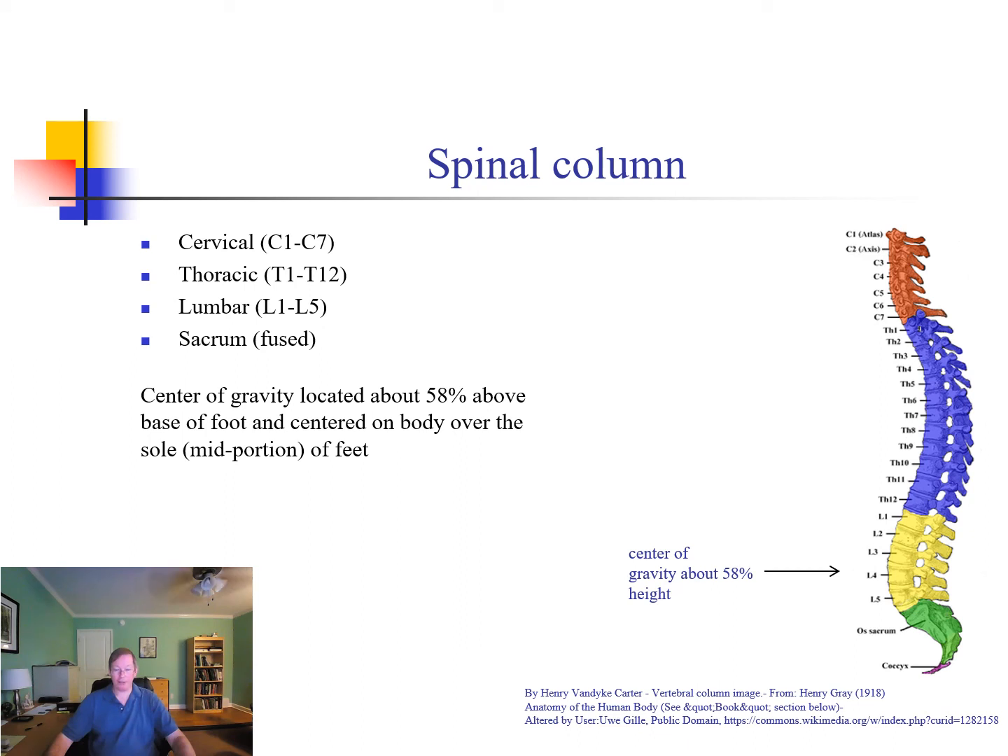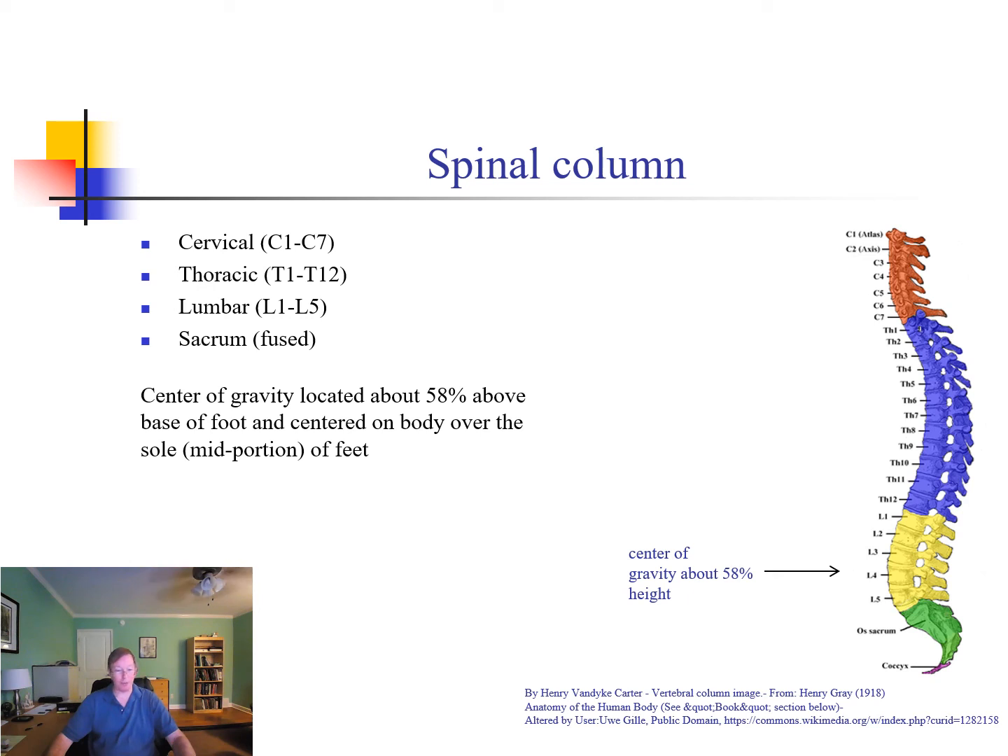Now, let's use this as sort of an example also. If I actually remember that my spinal column is made up of cervical, thoracic, and lumbar, as well as the fused sacral, and I do a calculation for an average person, the center of gravity is about 58%, which puts it in the lumbar region, generally around L4. This is an important consideration.